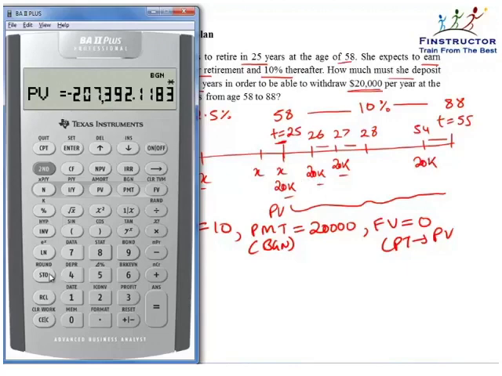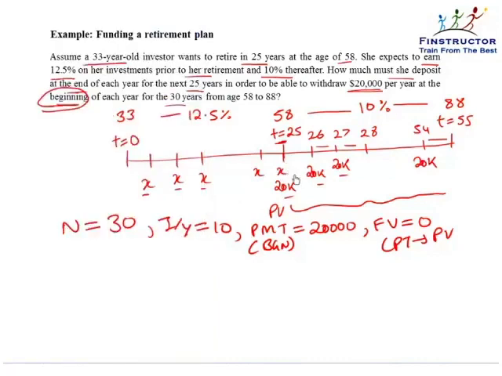So we'll save this value in memory register 1 since we're going to need this later on, and we'll go back to our question. So now we've calculated how much money she needs at t equal to 25, that is this PV that is required here I just calculated. The next point asks how much should we be saving every year for the next 25 years so as to be able to accumulate this value.